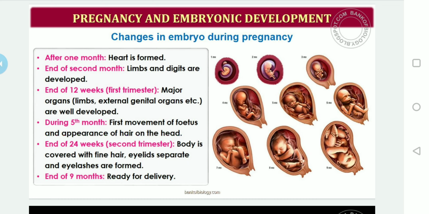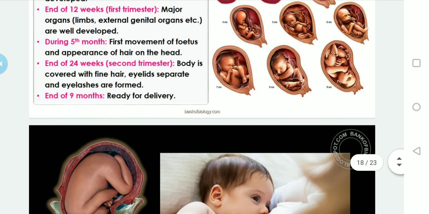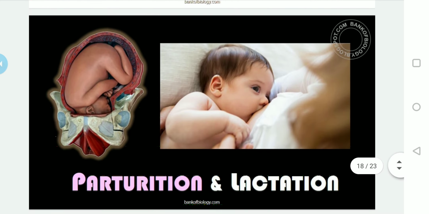Observe this neatly, the step-by-step mechanism, beginning from the first month, second month, third month, fourth, fifth, sixth, seventh, eighth and ninth. By the end of the 9 months of the pregnancy, the fetus is fully developed and it is ready for the delivery. And what will happen next? Yes, that is parturition.